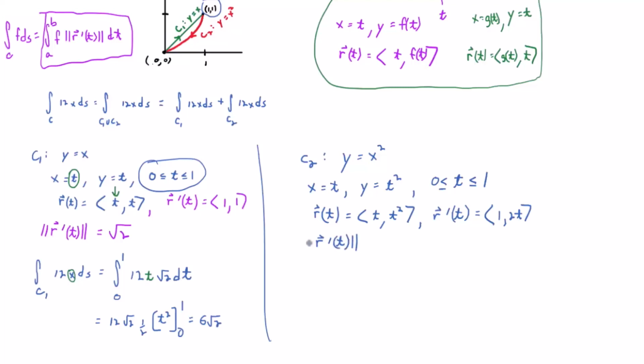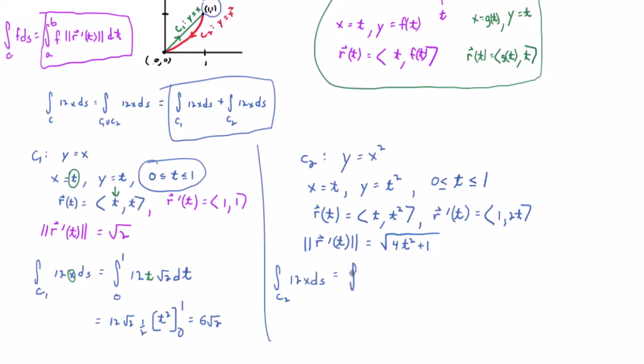So the magnitude of r prime of t, what's that going to be? Yeah, or 4t squared plus 1, either way. Let me make a better looking t there. 4t squared plus 1. Everybody okay? Okay, put it together for me then. So I'll do this part. We want now the integral over C2, remember, because we're going to end up adding these guys. And generically, that's integral over C2, 12x ds. So what's that going to be?